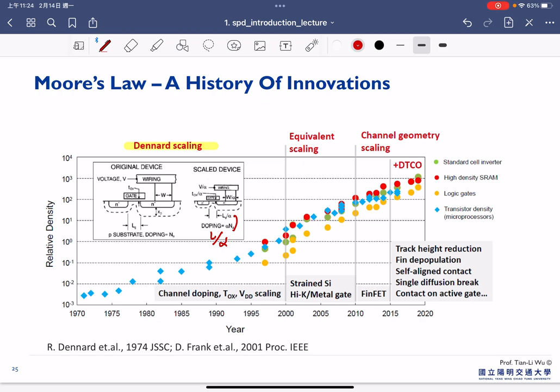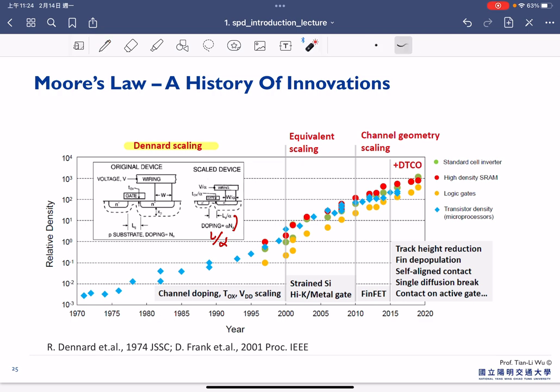For example, if the alpha is 2, that means every year we make our channel as small as possible with the alpha factor of 2. However, we found out that this is not possible all the time, because when we continue the scaling, we start to reach the physical limitation. For example, once our gate oxide becomes too thin, we start to face many reliability issues.